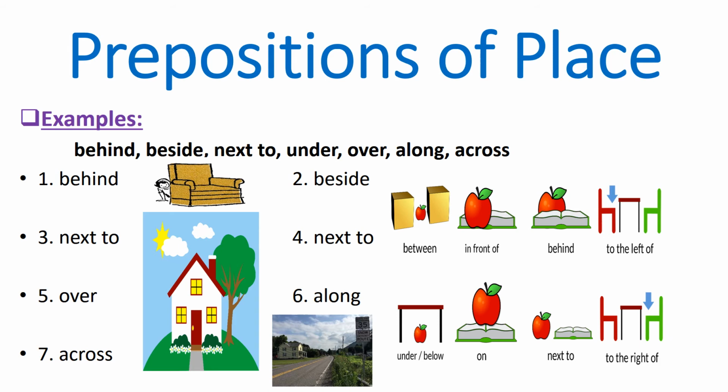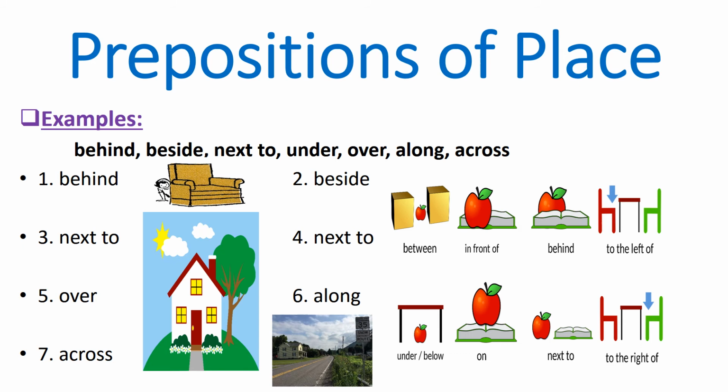Number 6 we have along. You can see in this picture there is a green belt along the road. This picture was taken in Maryland, a state of the USA. So here you can see there's a green belt along the road.